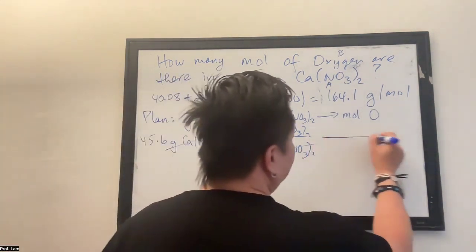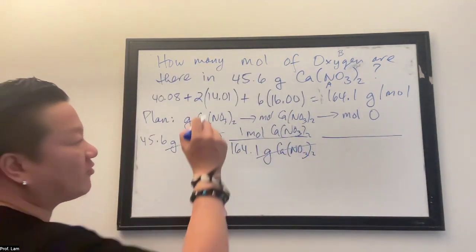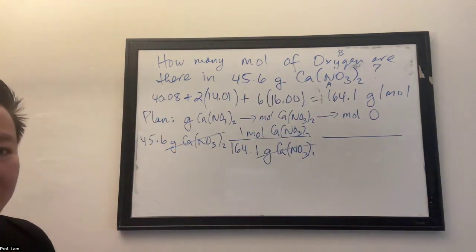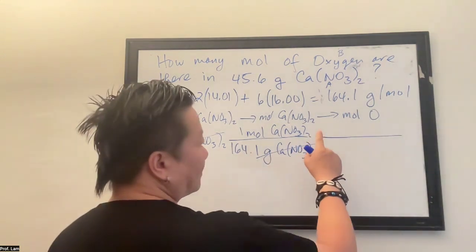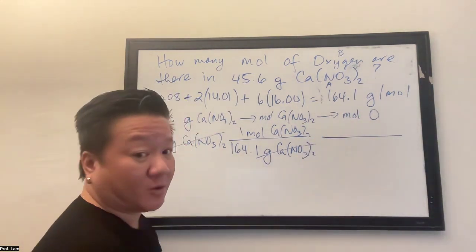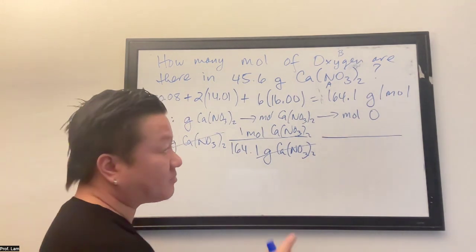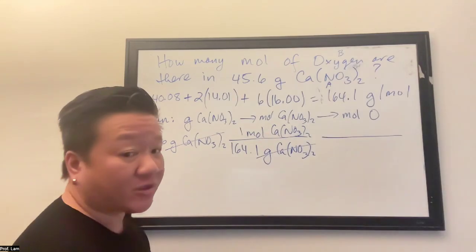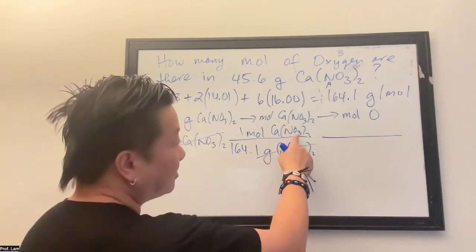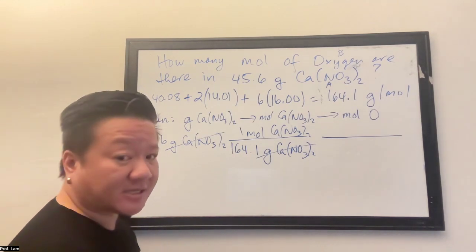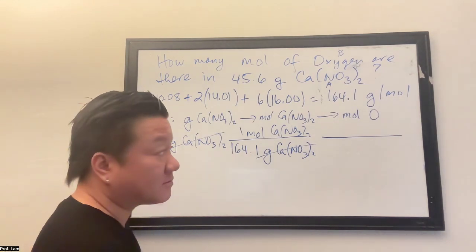And then one more step, we go from moles of calcium nitrate to moles of oxygen. So we need moles of oxygen on top. And here we need to get a mole-to-mole ratio. And where do we get that? You guys remember? Just straight from reading the chemical formula. How many oxygens are there in calcium nitrate? Can we just count? 6 total, right? So we can say there are 6 oxygens.